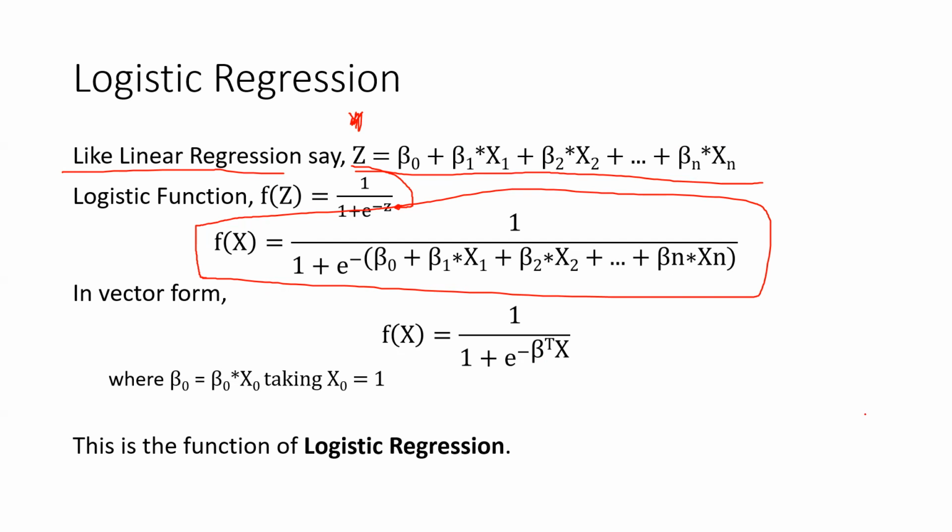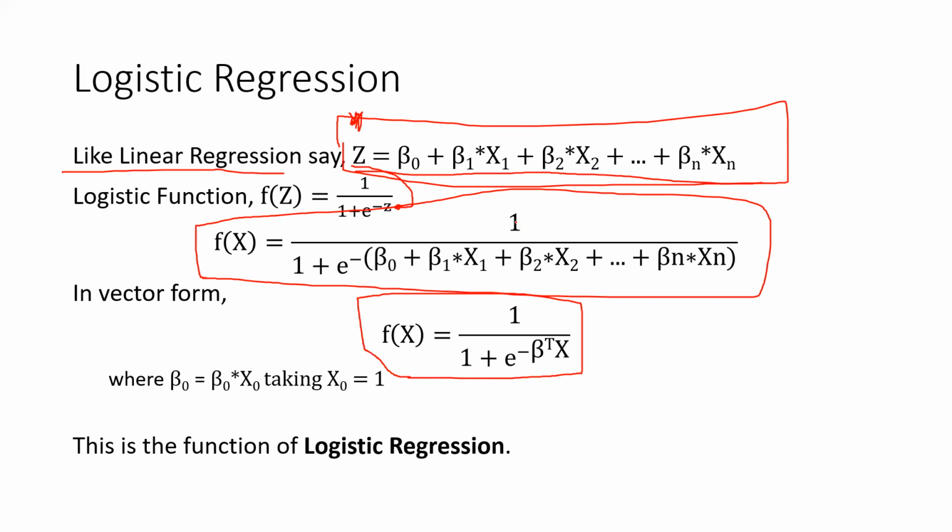So this is not a hyperplane. The linear hyperplane is defined only by the linear relationship, but this one defines something else. This can be represented in vector format like this: 1 over 1 plus e to the power minus, and this term can be represented as beta transpose x. So this is the vector representation of logistic regression. Here beta 0 is beta 0 x0, where x0 is 1. This is the function of logistic regression.